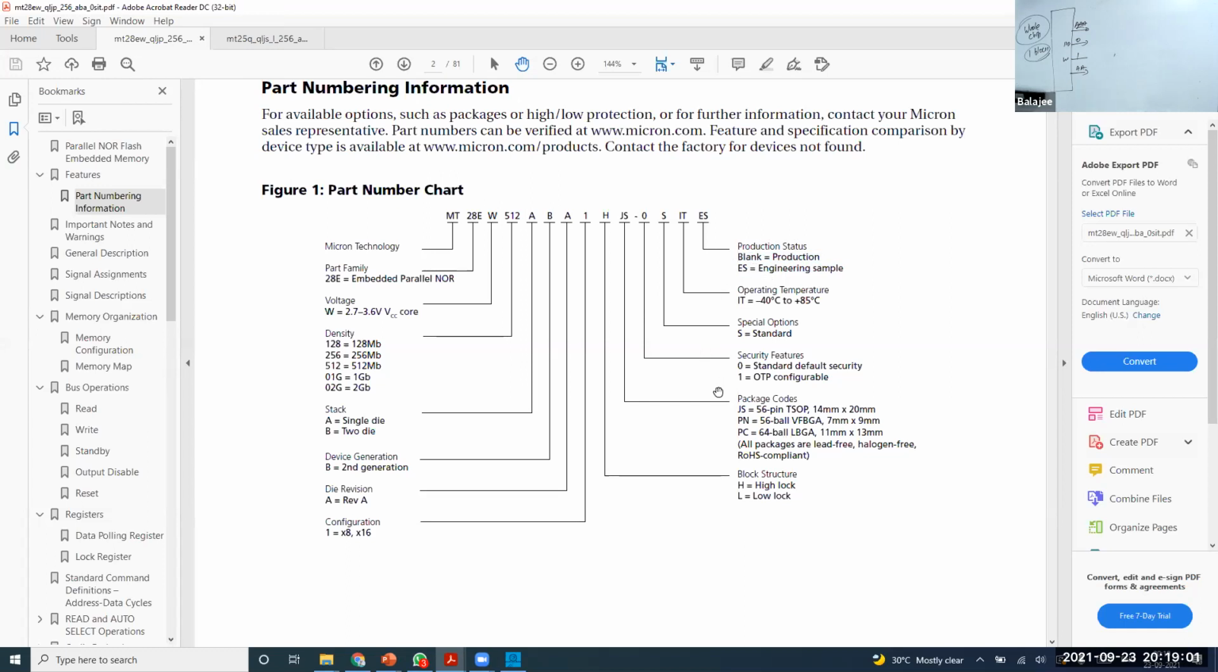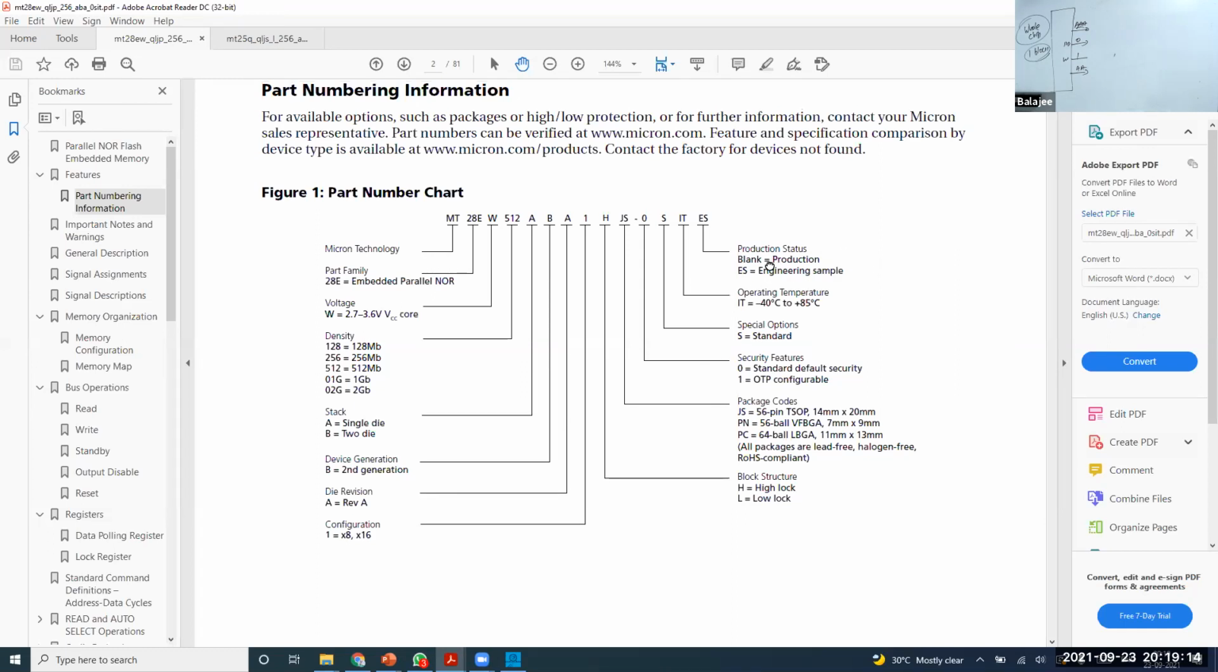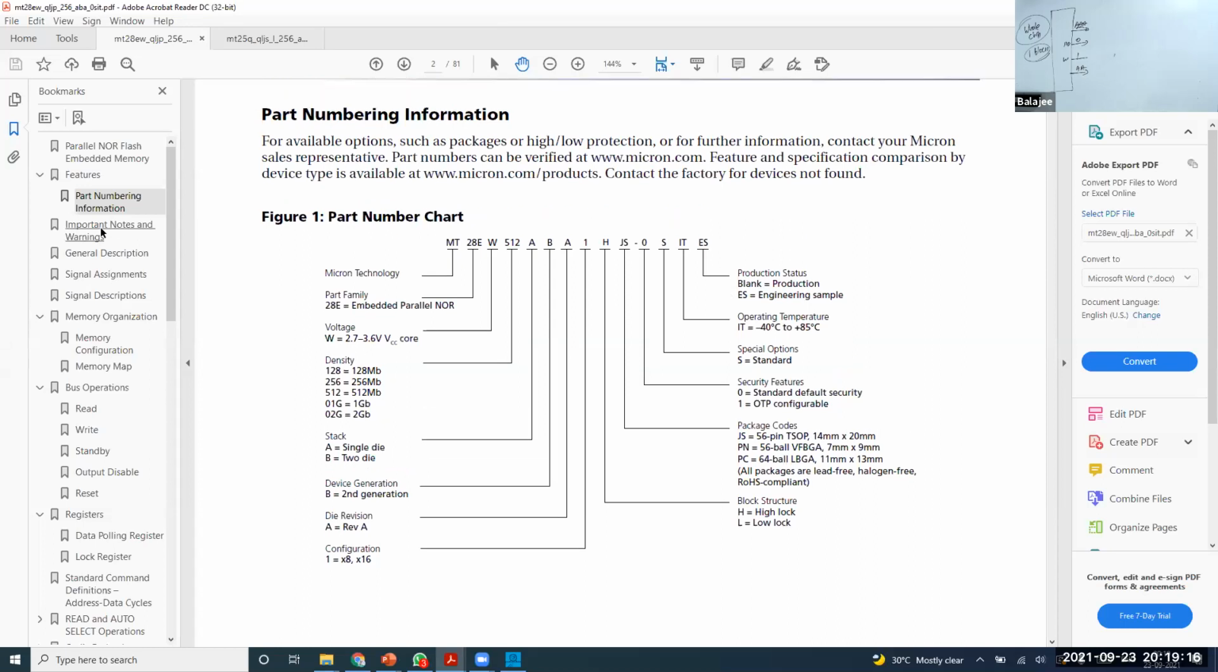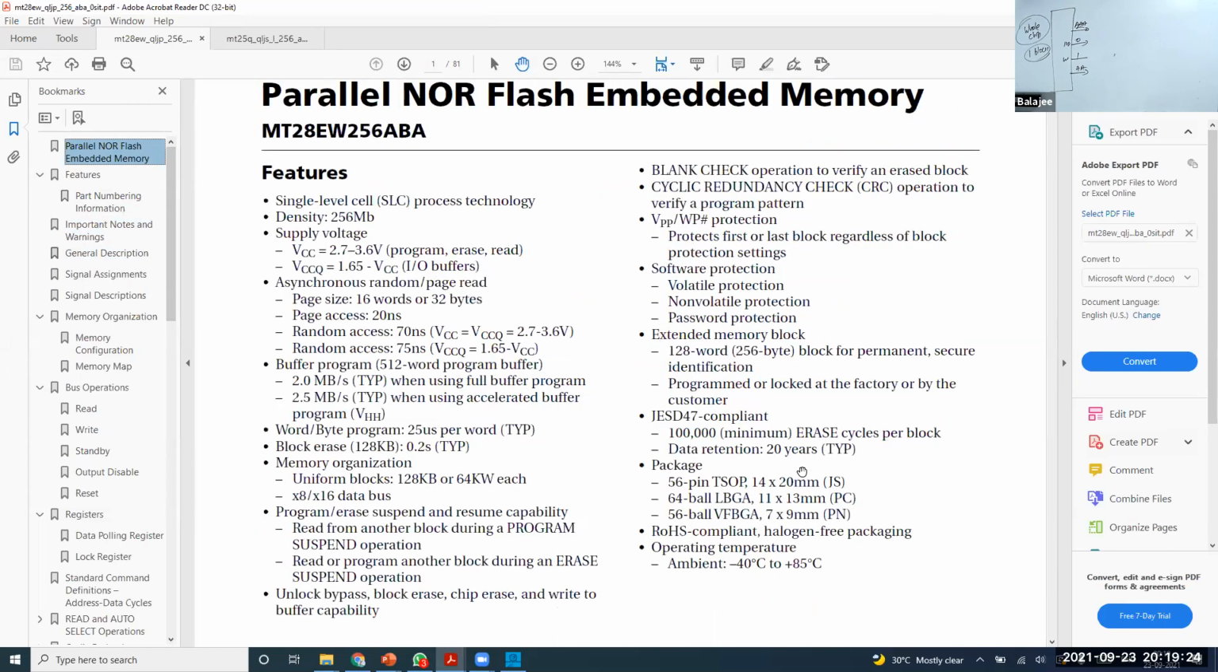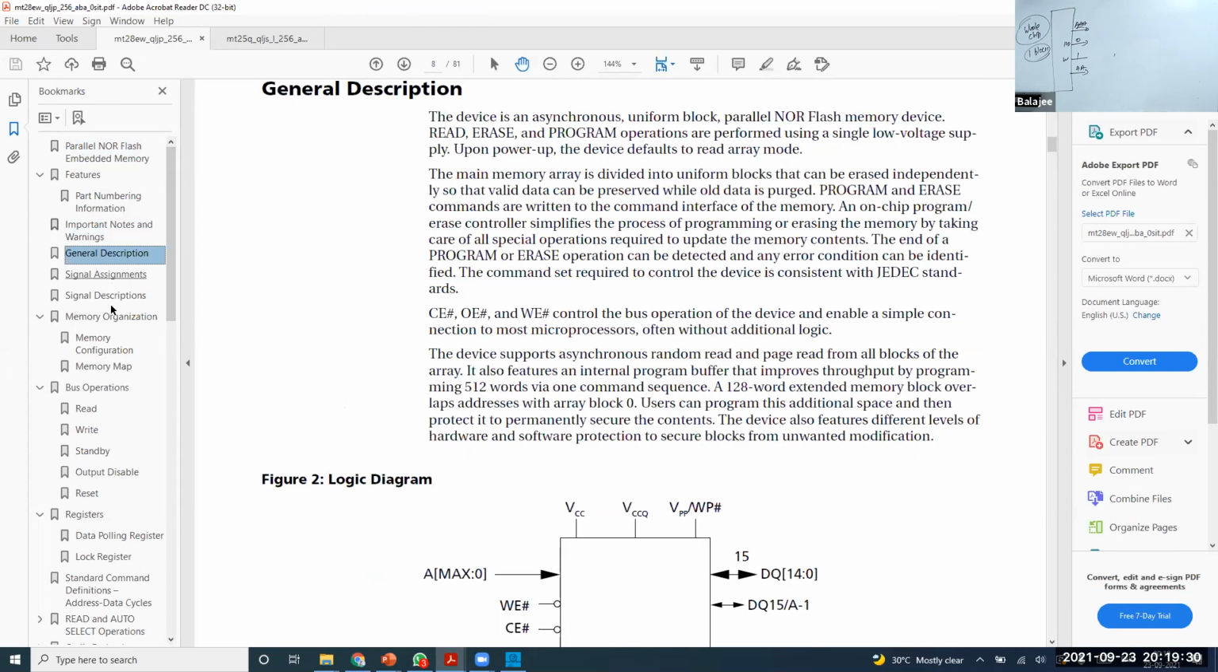When I make a new chip, I will give you the engineering sample for you to test it out. So this should be blank. If it is ES, don't use it. That cannot go for production. That's why they say blank for production, ES for engineering sample. So this is the way. Everything is here. You have to read this general description. You have to read this to see all the features. Try to understand everything. You are an embedded guy, man. You should learn this.